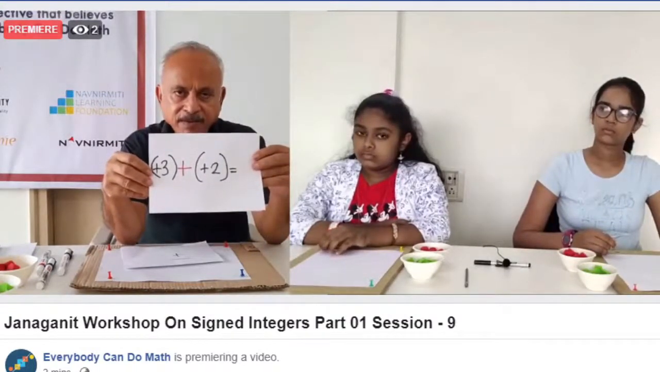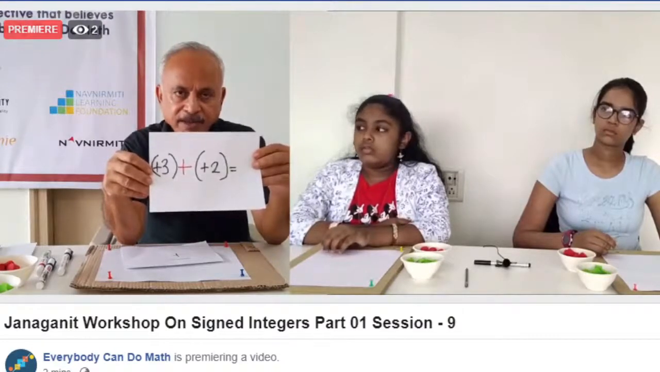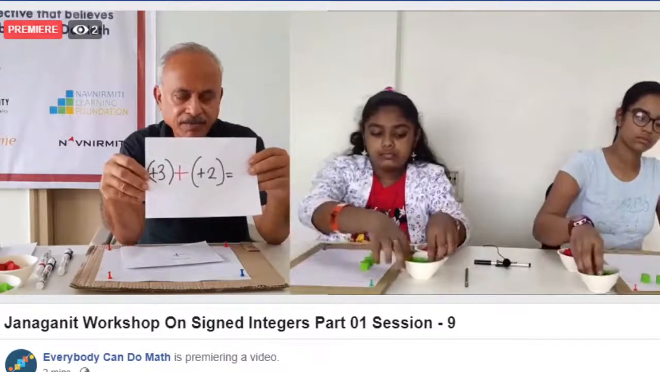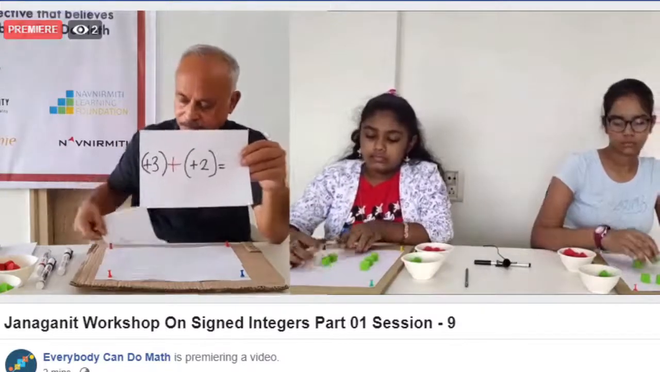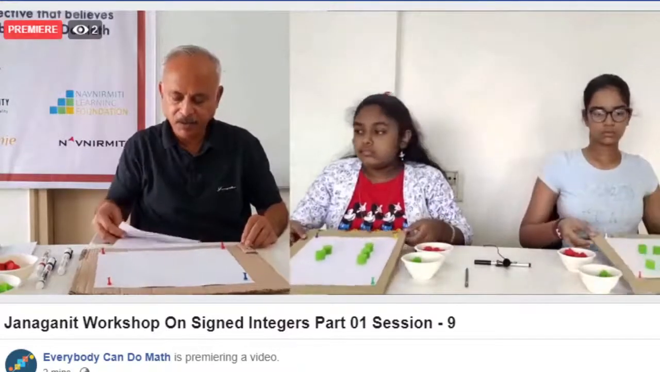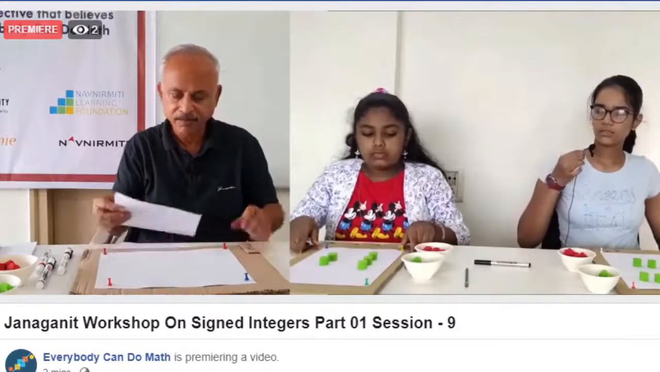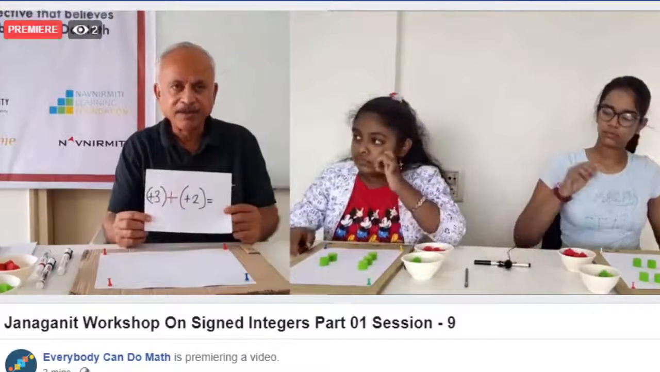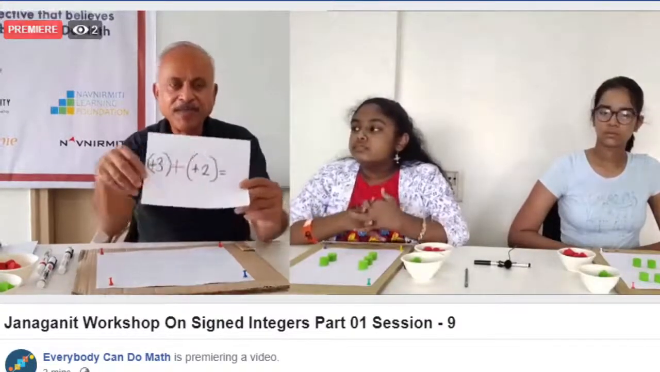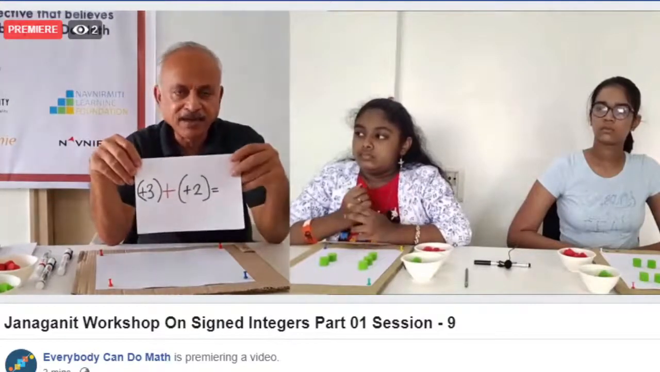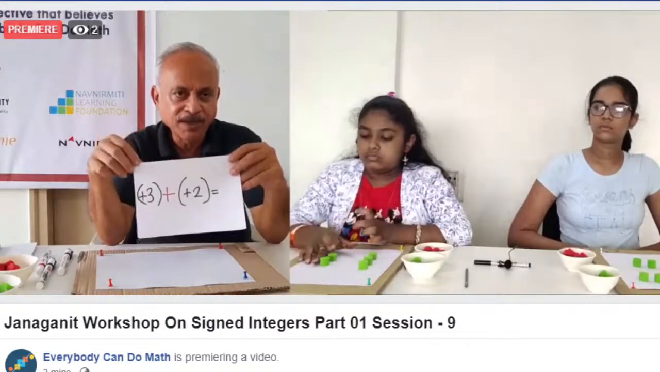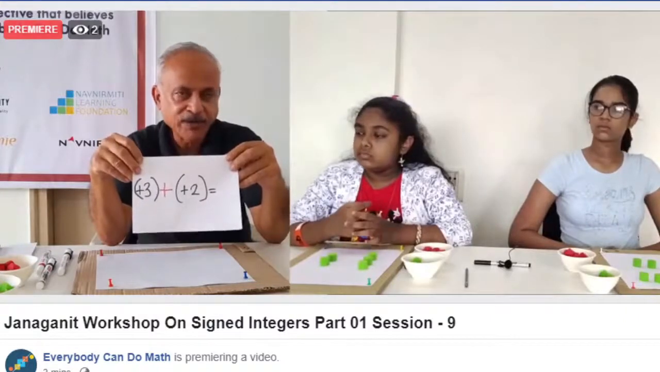+3 plus +2. Put that in your accounts. And Nandita, what answer do you get? +5. +5. This is a class 1, first standard problem which we have done. And we will see that addition of signed integers is not much more difficult than first standard addition. Are we ready to go to the next problem?